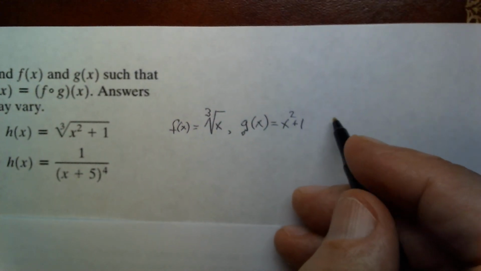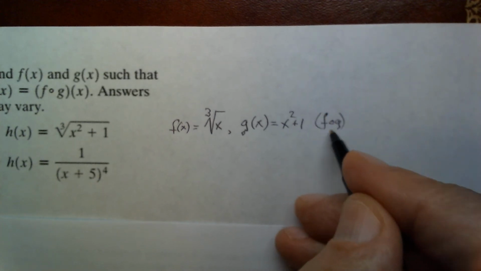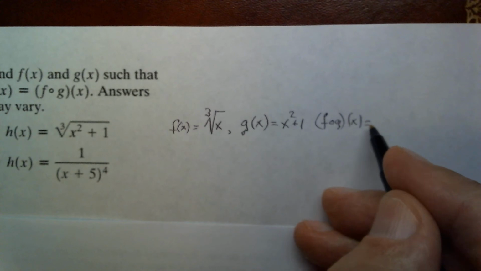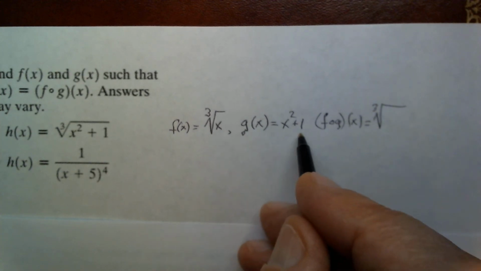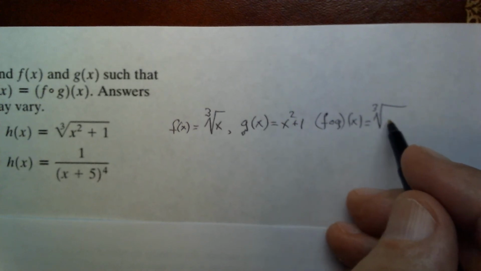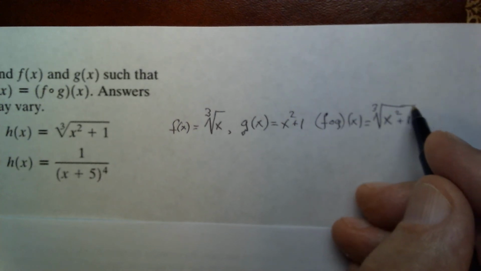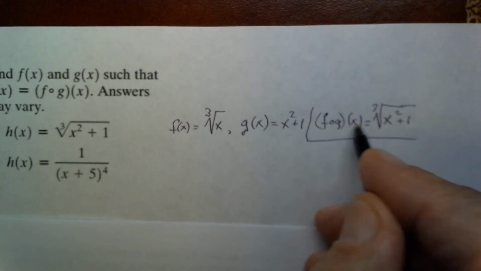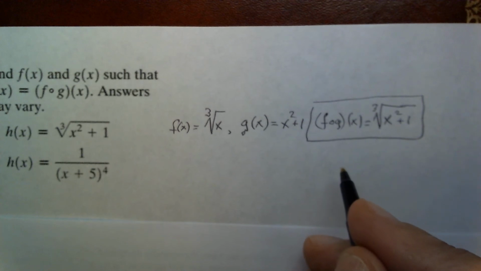Then the composition of f and g of x would be equal to the third root of, remember we replace x now with g of x, so it would be the third root of x squared plus 1. Which is equal to h of x.